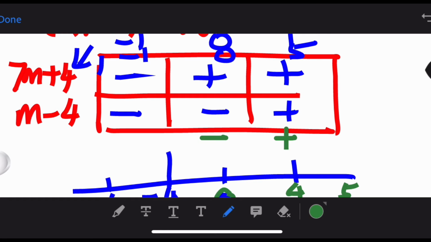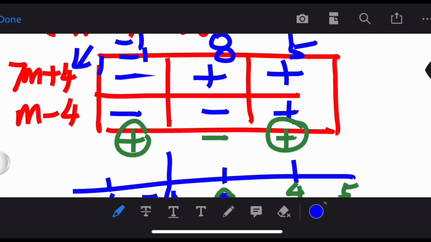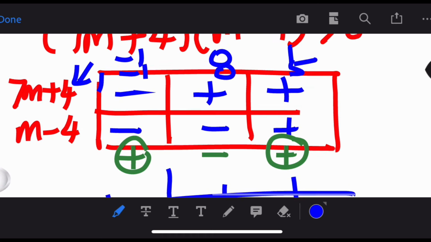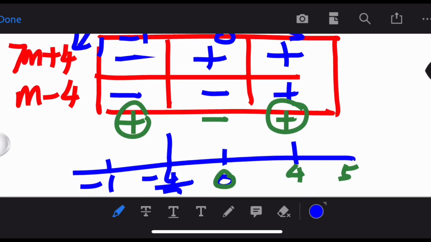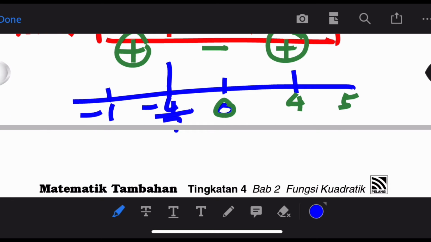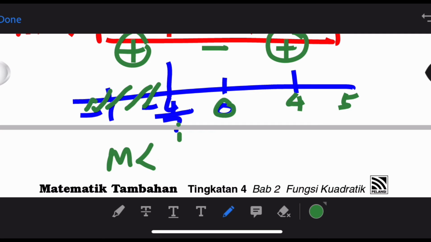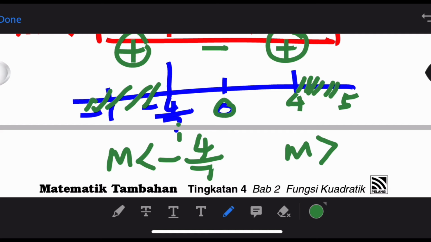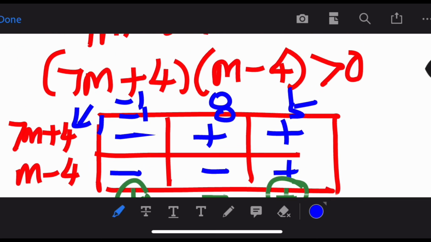We have negative, we have positive here. So that means if we want positive, your answer should be here, less than negative 4/7, then should be more than 4. Right, that is how you solve using table method.